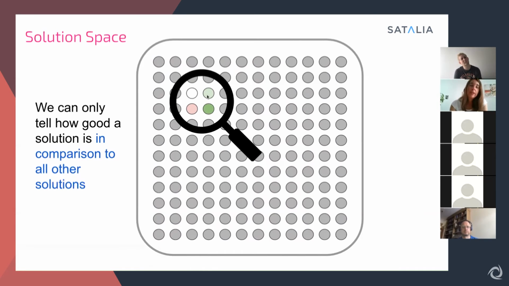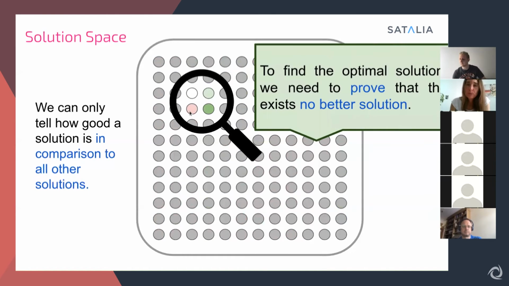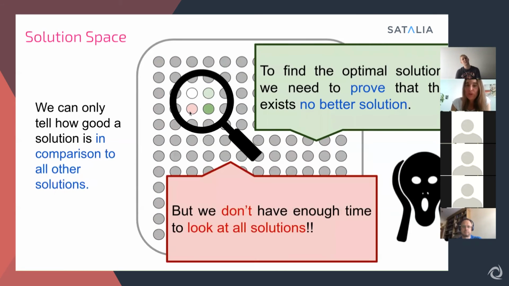The problem here is that if we look at any solution, we can only tell how good it is when we compare it to the other solutions. So if we want to find the optimal solution, we have to prove that there exists no solution that is better than the one that we've seen. And this is quite problematic because, as you know from what we just talked about before, we don't have enough time to look at all of these solutions.